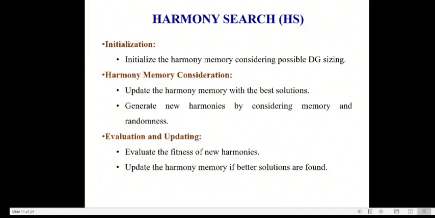Harmony search. Initialization: initialize the harmony memory considering possible DG sizing. Harmony memory consideration: update the harmony memory with the best solution. Generate new harmonies by considering memory and randomness. Evaluation and updating: evaluate the fitness of new harmonies. Update the harmony memory if better solutions are found.